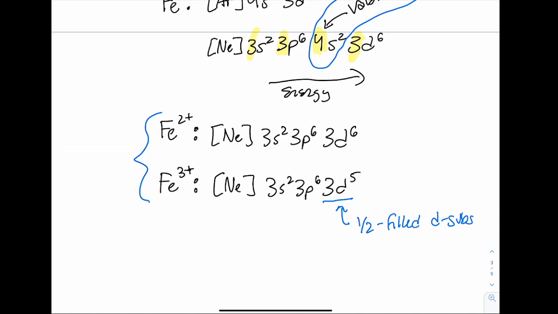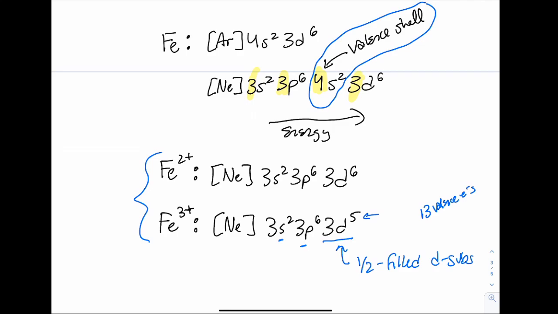And then the reason I wanted to write it kind of weird like this is if I asked how many valence shell electrons do we have in iron 3+, 3 is my valence shell. I just want to do this for practice. So I have 2 here, I have 6 here, and then I have 5 here. So that gives me 13 valence electrons. And then for this one, I have 2, I have 6, and another 6. So that gives me 14.